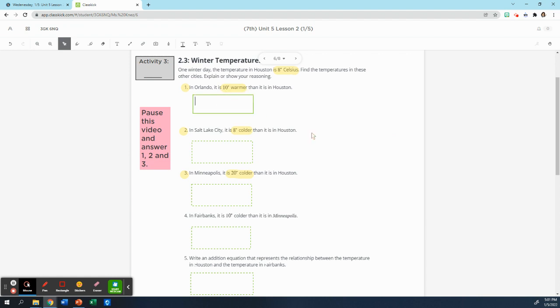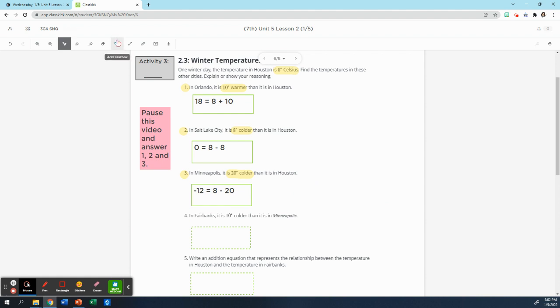10 degrees warmer than 8 is 18, because 8 plus 10 is equal to 18. We're adding 10 because we're getting warmer. 8 degrees colder is 0 because we're starting at 8 and taking away 8. In Minneapolis, it's going to be negative 12 degrees because we start at positive 8 and we take away 20, which gets us to negative 12.